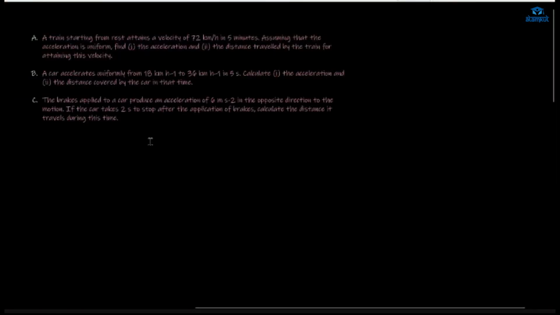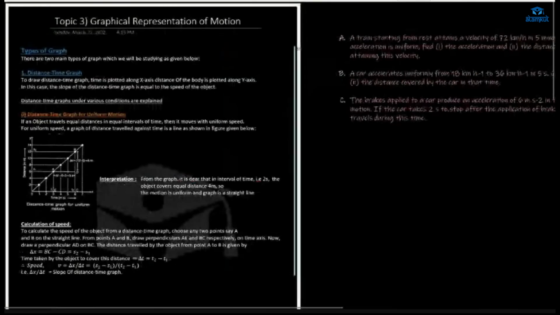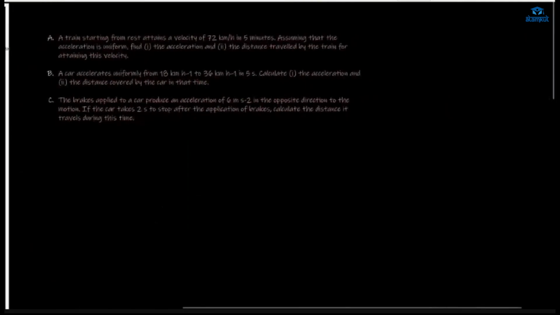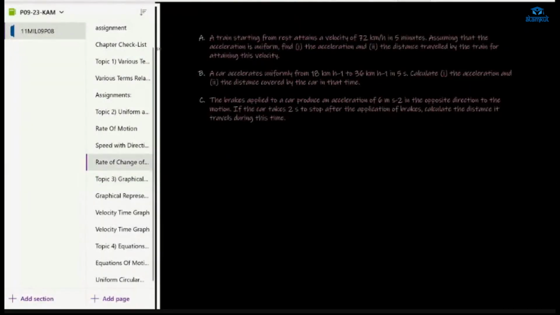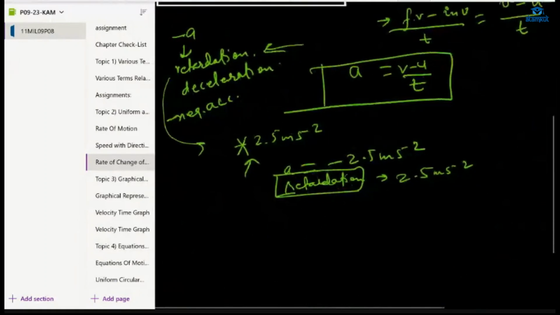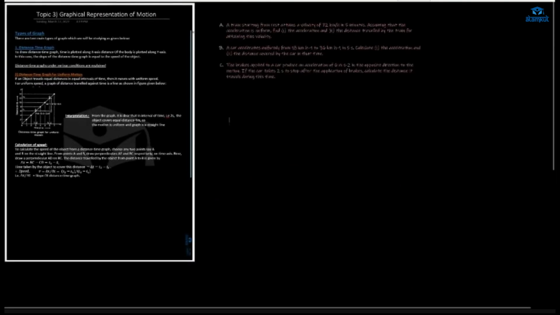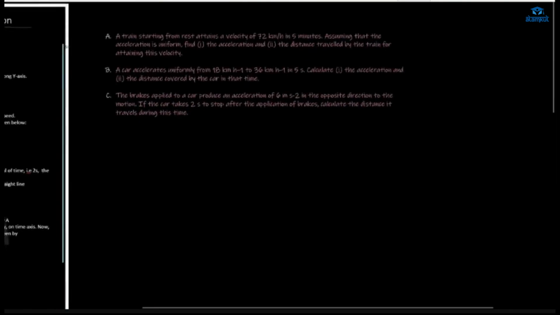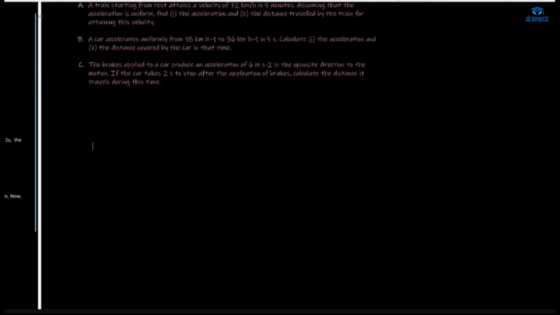We'll start with a question. First, we'll do some questions and then we'll start the graphical representation of motion. Because we have already read that acceleration is the rate of change of velocity. So we'll be doing some of the questions today and then we'll study the graphical representation: how we are going to draw the motion in the graph.